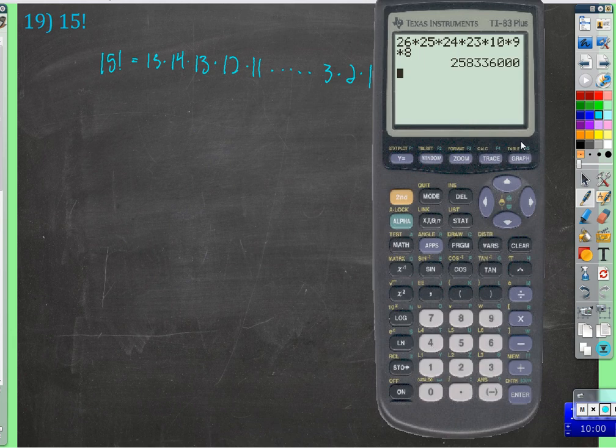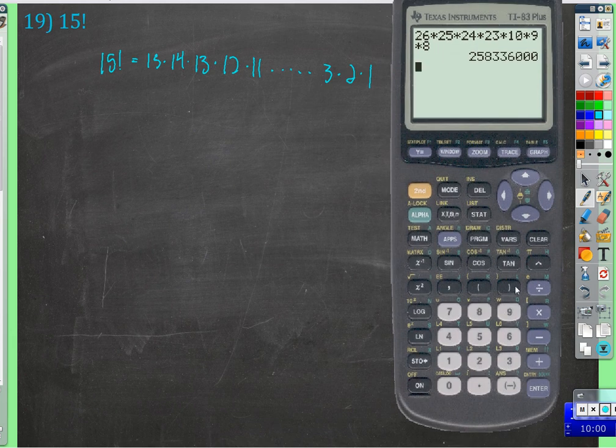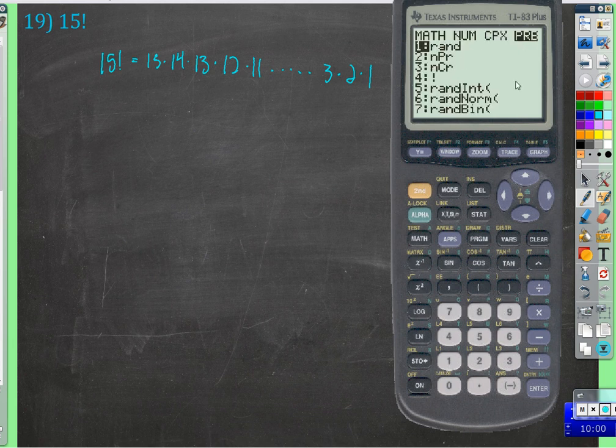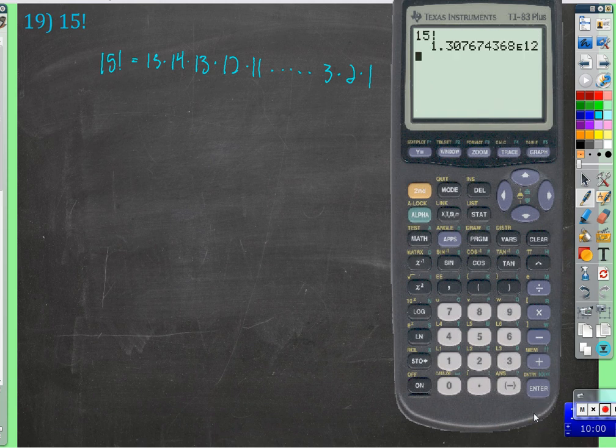So there's that. 15 factorial. Let's remind ourselves what 15 factorial means. It means 15 times 14 times 13 times 12 times 11 and on and on until we get down to 3 times 2 times 1. Of course, this is a big pain to do if you have a number as big as 15. So instead of 15 times 14 and then taking forever, we'll just take 15, hit the math button, go over a few times until we highlight the PRB, and go down to the factorial, and it does it for us.